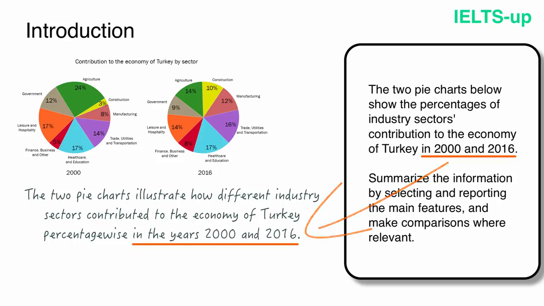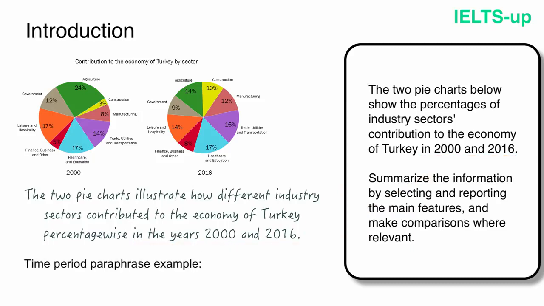And you can also paraphrase the time period expression in such a way. For example, "in 2015" will become "in the year 2015". "In 2015, 2016 and 2017" will become "in the years 2015, 2016 and 2017". Okay, that's all with our introduction.